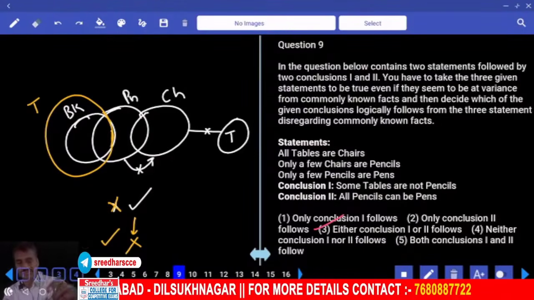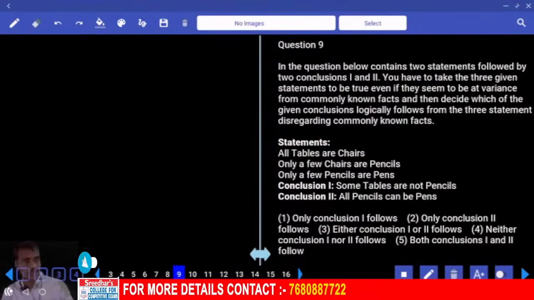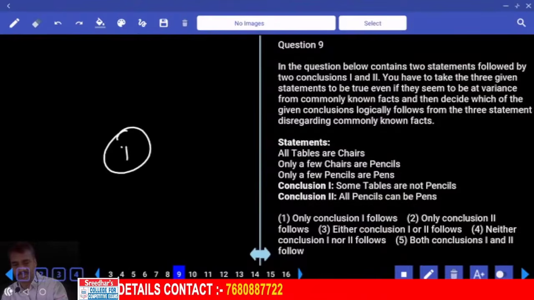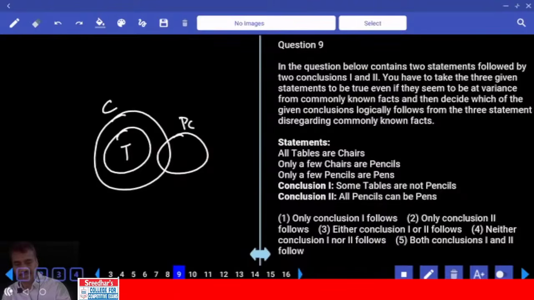Then the next one, the 9th one. Now in this 9, all tables are chairs. These are the tables that are chairs, table and a chair. And only a few chairs are pencils. Some chairs are pencils but not all. The entire chair cannot be a part of pencil.